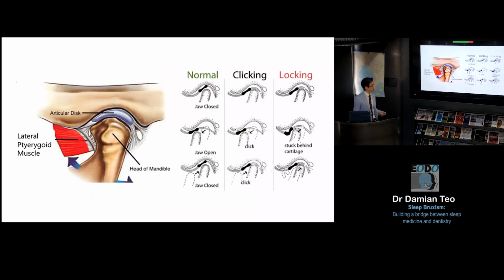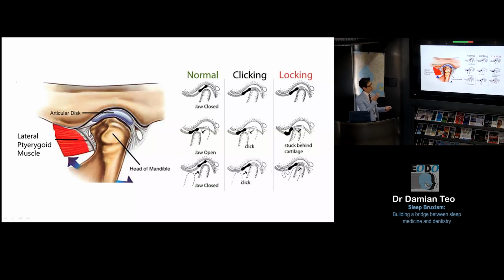So with the TMJ, going back to anatomy, we've got the condyle and the disc on top of it. And then we've got the lateral pterygoid. The superior body is attached to the disc, and the inferior body is attached to the condyle. When we open and close our mouth, normally the disc should stay on top of the condyle, but in the clicking case, the disc is slipping off and then slips back on.